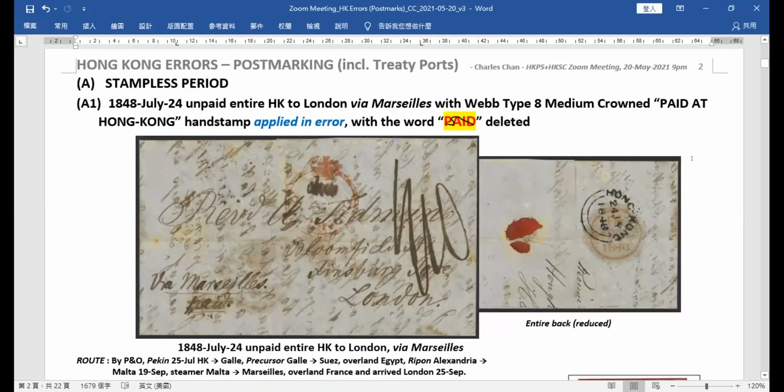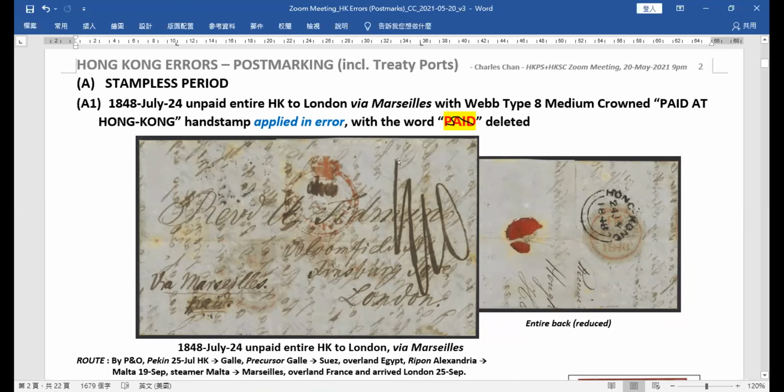The first cover I'm showing is actually an entire. It is 1848, July 24th, a paid entire from Hong Kong to London via Marseilles with the type 8 medium circle crown Paid at Hong Kong handstamp applied in error. The word Paid, clearly seen, deleted by hand.